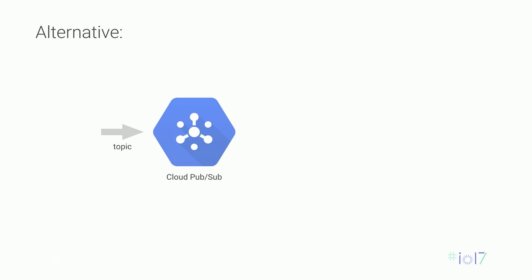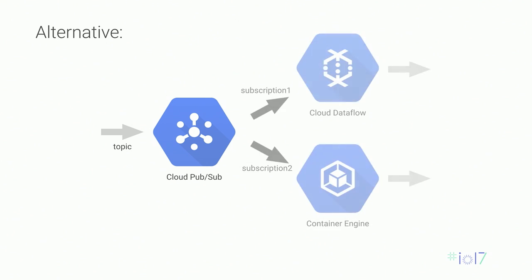One alternative to the way we did it here is if Alex and I shared a single topic, and then we defined two separate subscriptions, each of those acting as a separate queue of messages distributed between the two. In one case, Dataflow, and in the other, Container Engine.